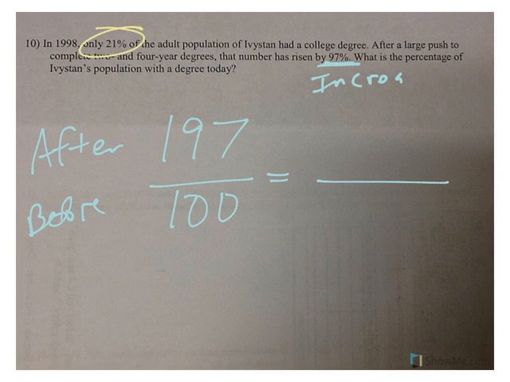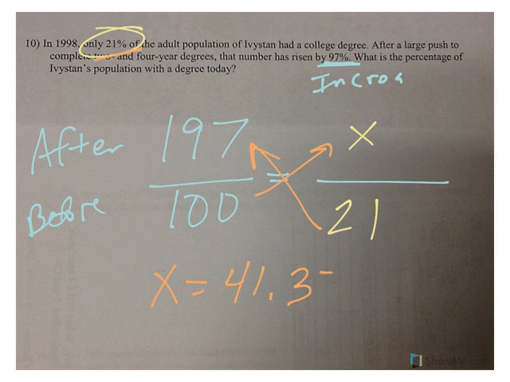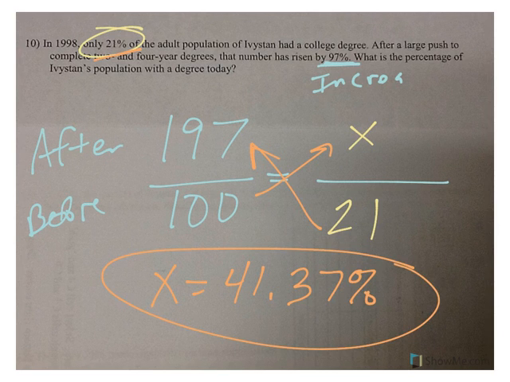Now, 21% was before the push. So that goes on the bottom. How many do we have now? And you might say, well, that's a percent. Well, it's kind of like percentage points. So you can treat it just as a basic number. When you cross multiply, we end up with, I'm going to round to the nearest hundredth, 41.37, and that is percent of the Ivy Stan population, right?